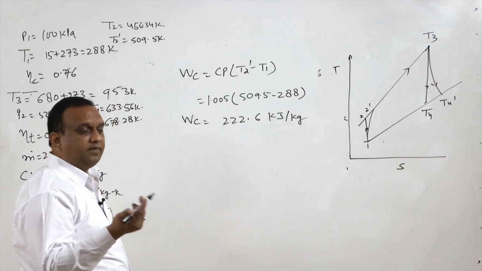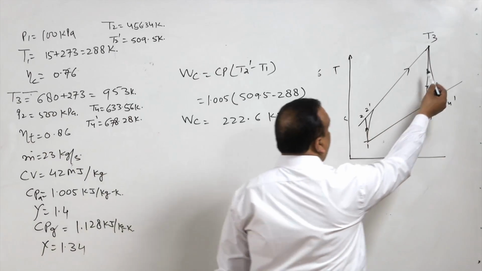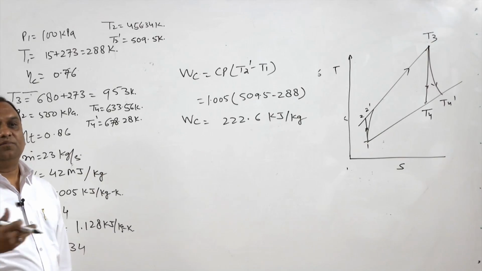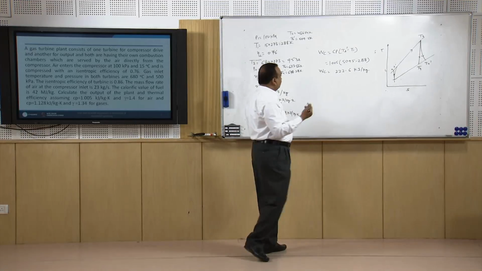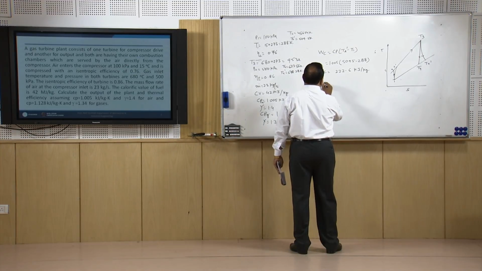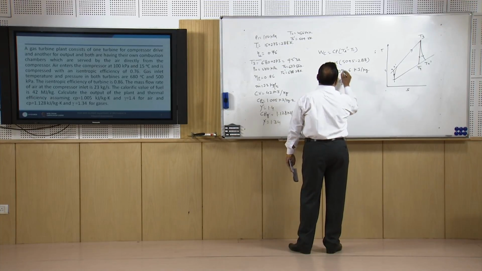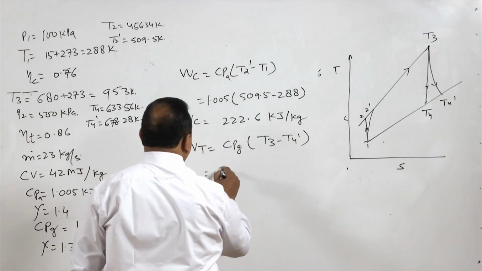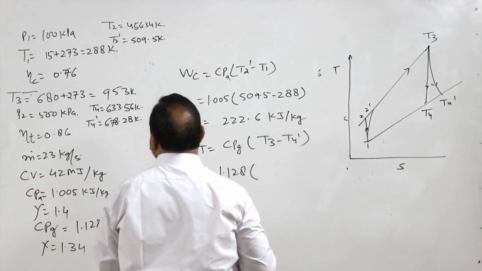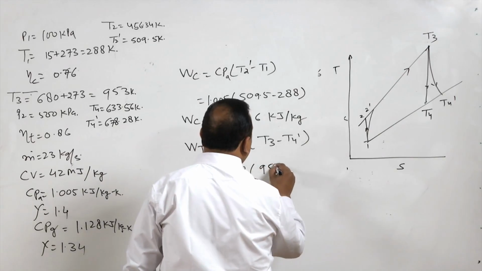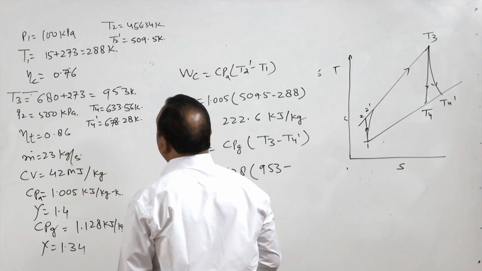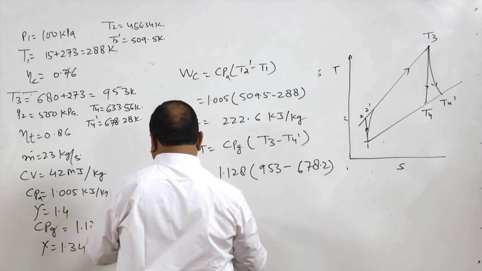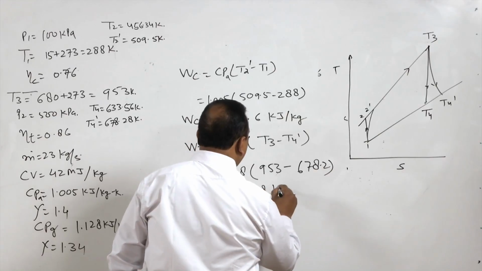Now work of the turbine, each turbine, because both the turbines are having the maximum temperature, right. So per kg work for each turbine is same. If you change the mass flow rate, then definitely we are going to have different work output. So per kg of gas, work output of the turbine is CPG, this is CPA, times (T3 minus T4 dash). CPG is given here 1.128, T3 is 953, and T4 dash is 678.2, and then work of the turbine is 309.88 kilojoules per kg.